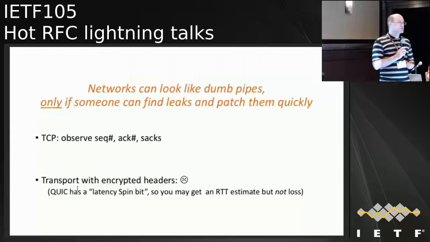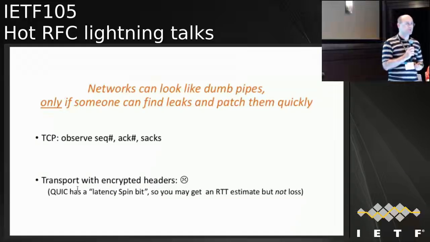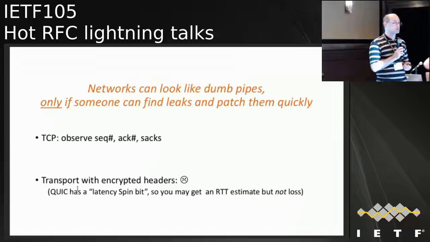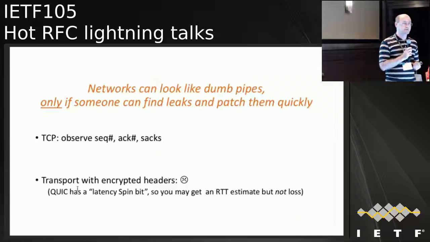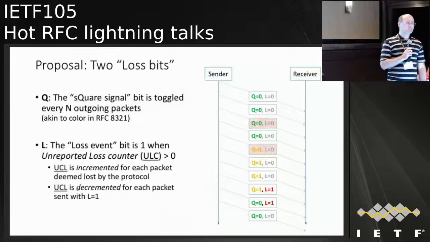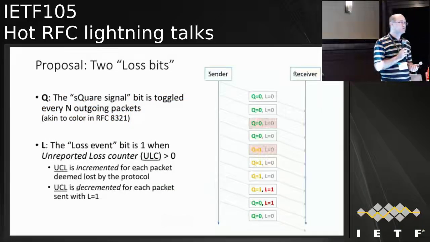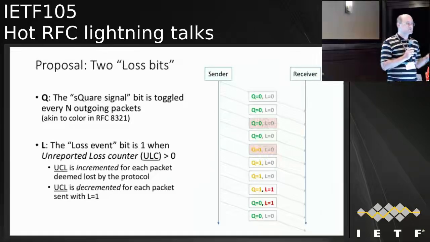If he is looking at a QUIC flow, not as good. There are no bits to look at to see if there is packet loss. So I think it's a problem. And we propose a solution that uses 2 bits. One bit is the Q bit, which stands for square signal. It's very simple. Send, let's say n, send 64. When you're sending packets, 64 of them have 0 Q bit, 64 have 1, 64 have 0, and so forth.